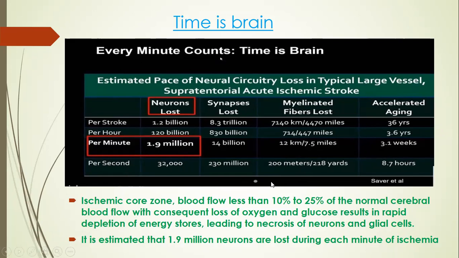In the ischemic core zone, blood flow is less than 10 to 25% of the cerebral blood volume. This leads to consequent loss of oxygen and hypoglycemia that leads to the necrosis of neurons and glial cells. That will lead to poor outcome.